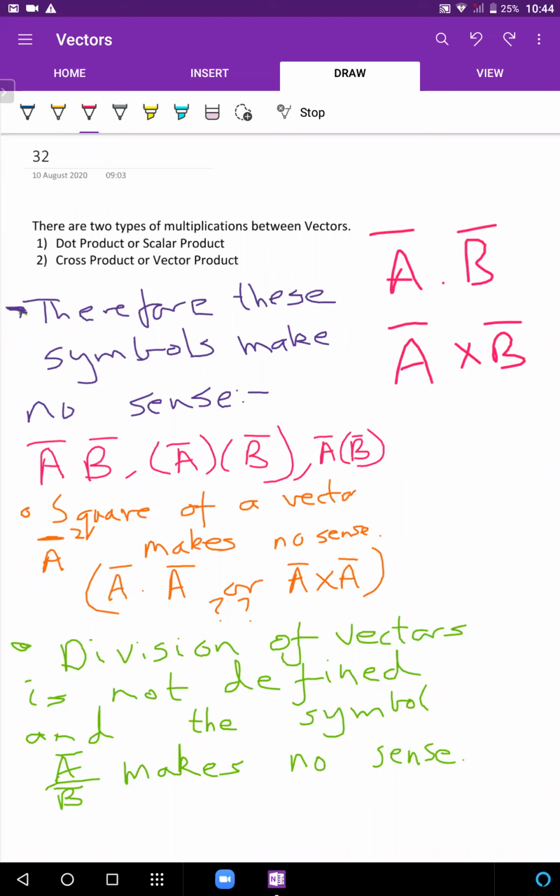Okay, let me know when you're done writing. तो डिविजन डिफाइन नहीं है और ऐसे ही कुछ वेक्टर्स को लिखना आपस में, मतलब एक के बाजू एक, and not giving any symbol but expecting multiplication, that makes no sense.